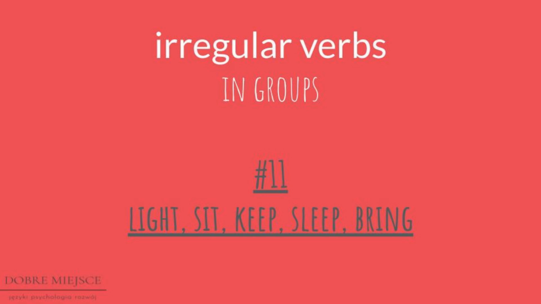Now you will hear 5 examples of irregular verbs listed in the following order. First, the infinitive, so the basic form of the verb. 2, the past simple form. And 3, past participle form. Examples. The first one, light, lit, lit.